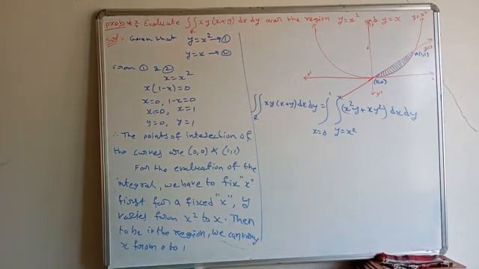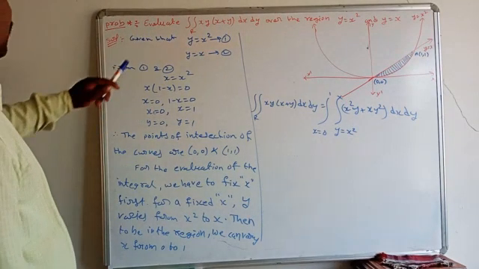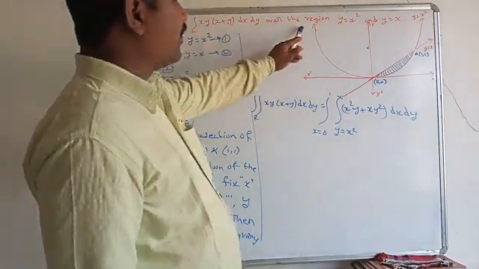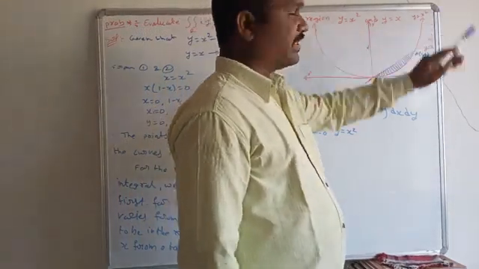Okay, next problem. Evaluate the double integral over R of xy(x plus y) dx dy over the region bounded by y is equal to x square and y is equal to x.